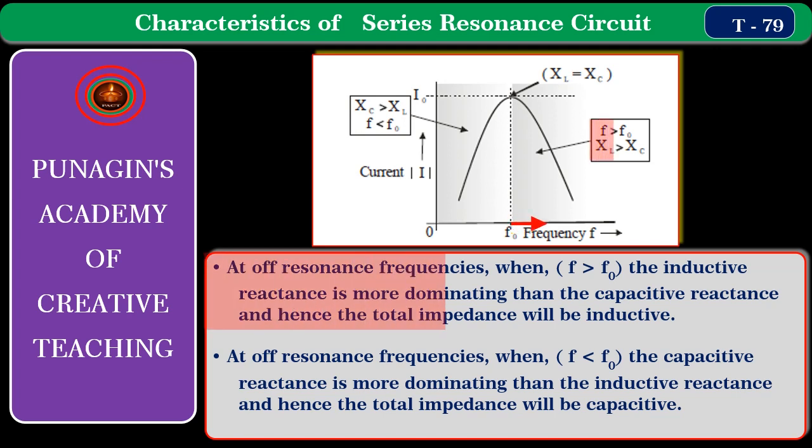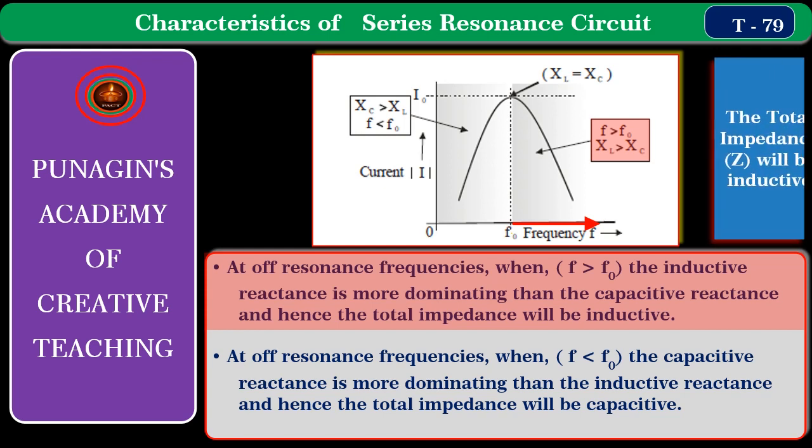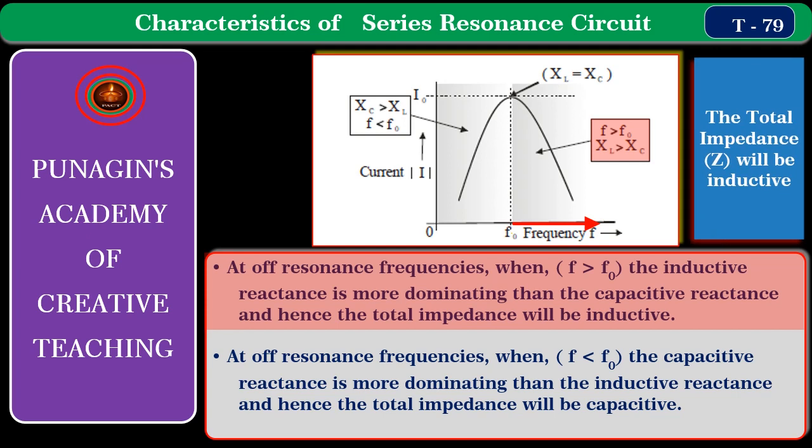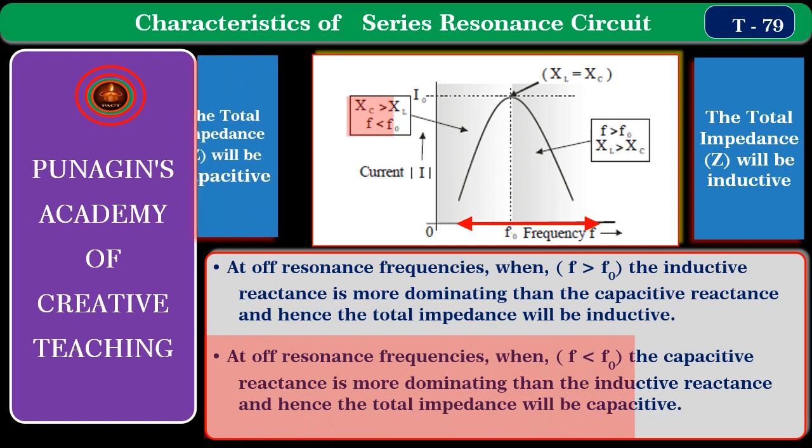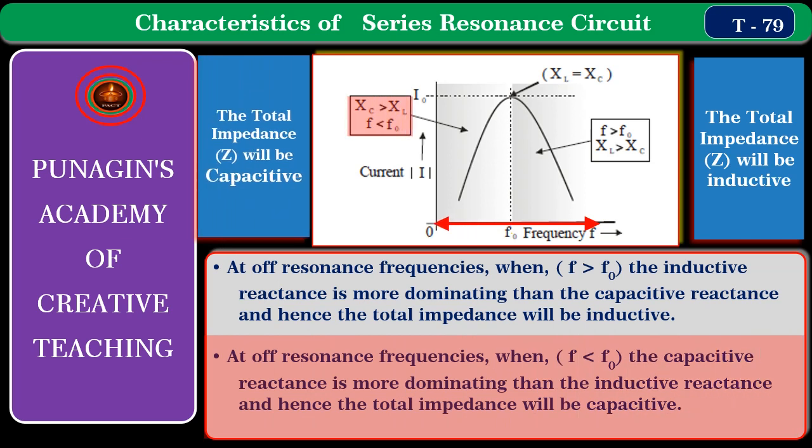So, at off-resonance frequencies, when f is greater than f naught, the inductive reactance is more dominating than the capacitive reactance, and hence the total impedance will be inductive. Similarly, when f is less than f naught, the capacitive reactance is more dominating than the inductive reactance, and hence the total impedance will be capacitive.